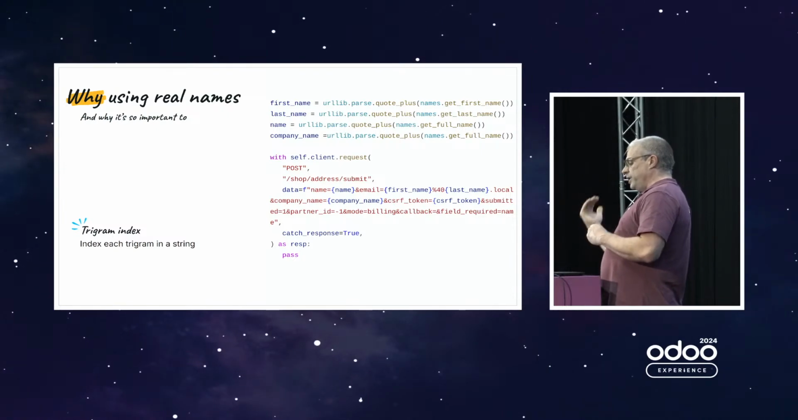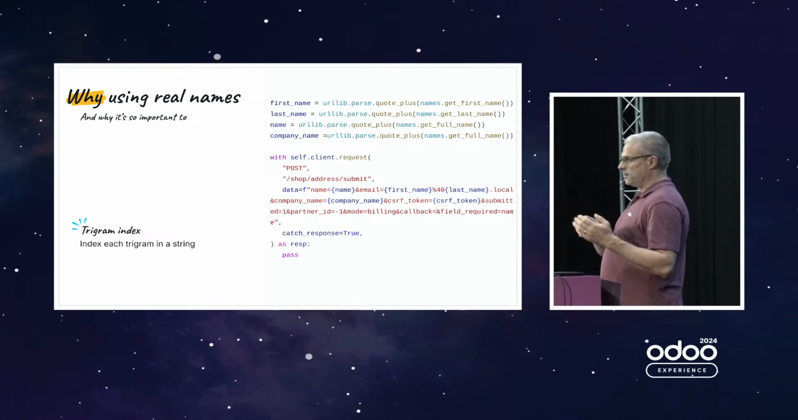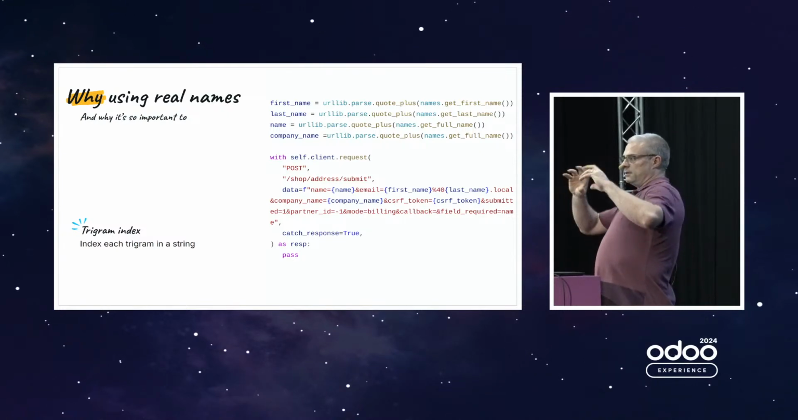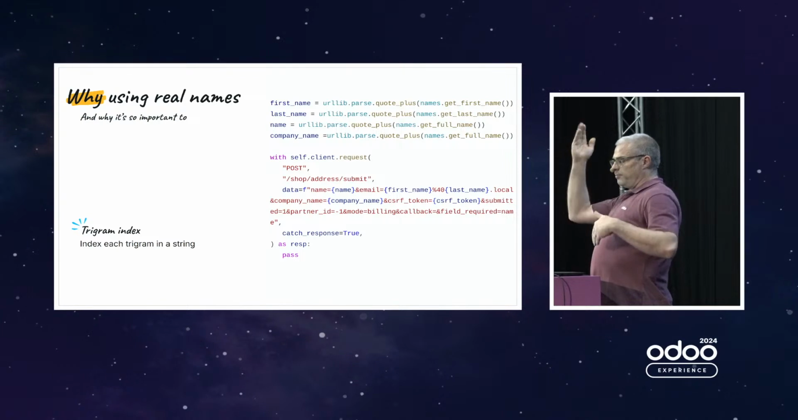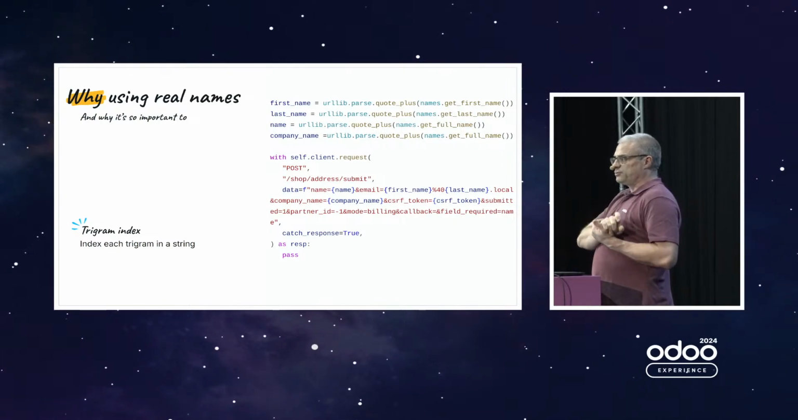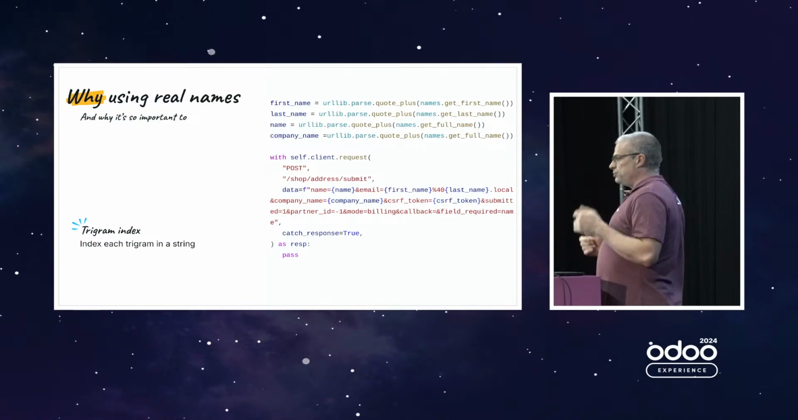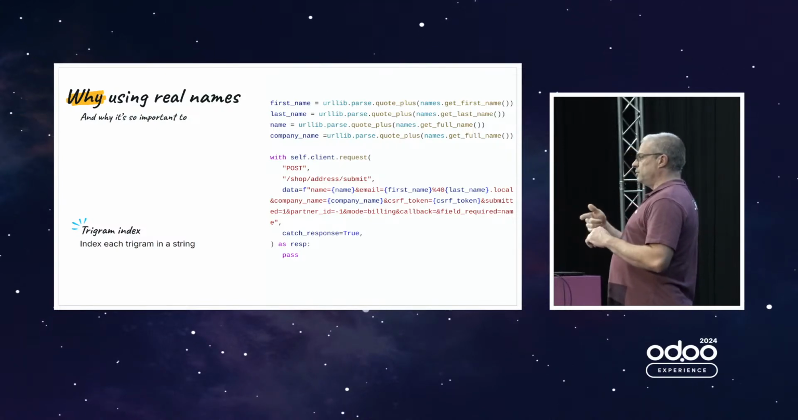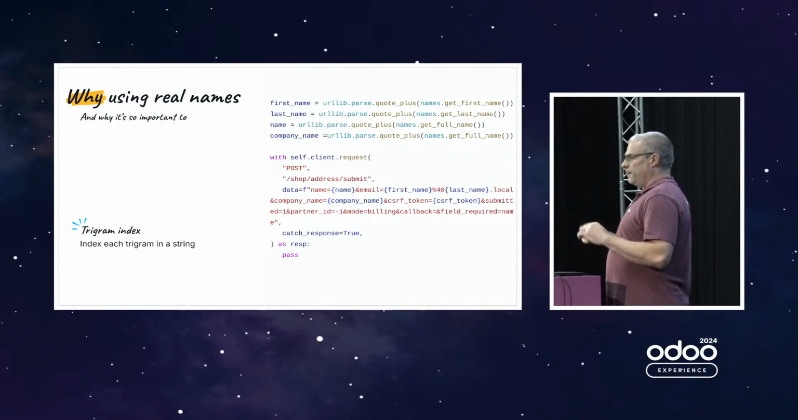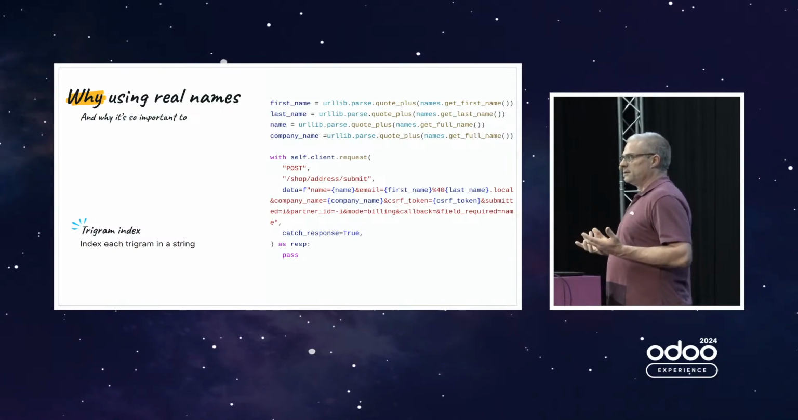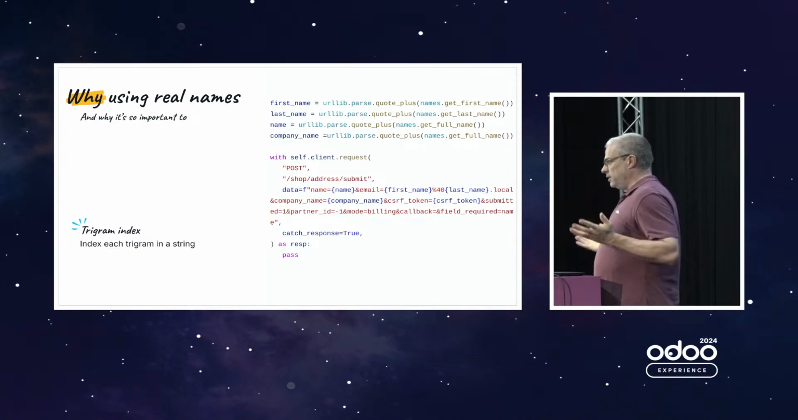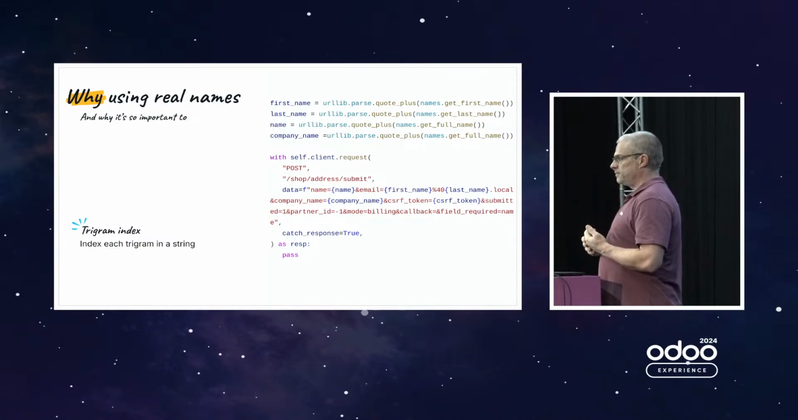and this works well when you create a trigram index on the fields. The trigram index stores all trigrams in a string and points to the records containing this trigram. If you always use the same name, or always use random user 1, 2, 3, 4, you will bloat the trigram index. So the trigram index will not work at all if you don't use real names.